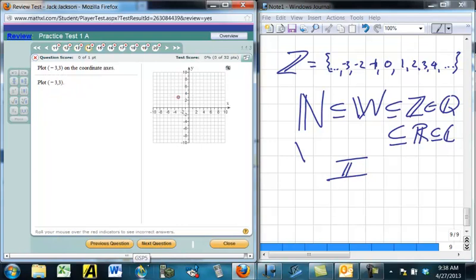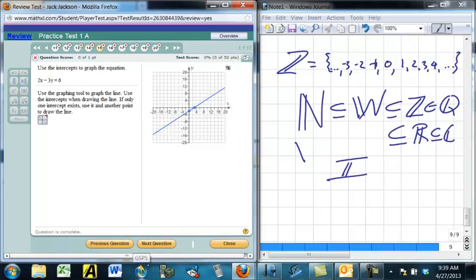Plot -3, 3. So you find -3 on the horizontal. You start at the origin where the axes cross, go left 3 and up 3. So it lines up with -3 on the x-axis, or horizontal axis, and it lines up with 3 on the vertical axis. And of course on these, you'll actually pull this in and plot. Now this one you have to plot by actually plotting the intercepts.